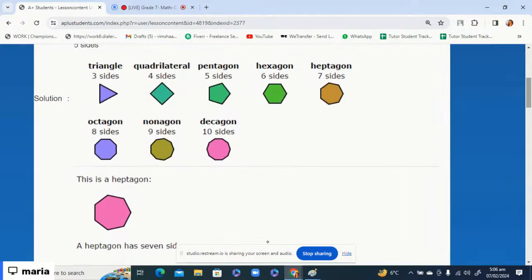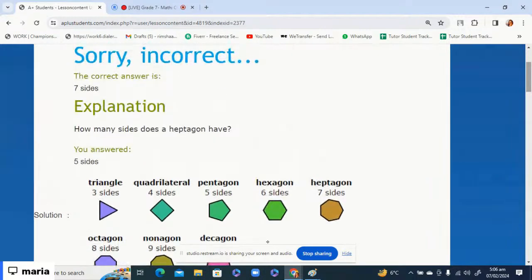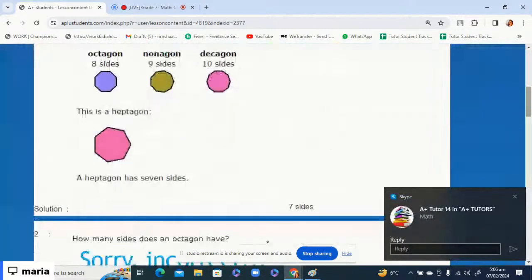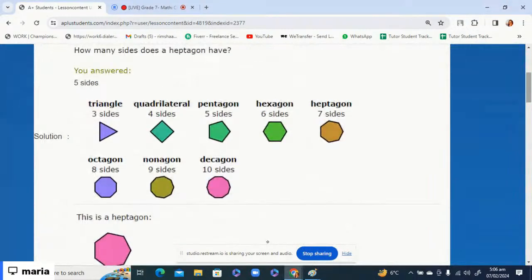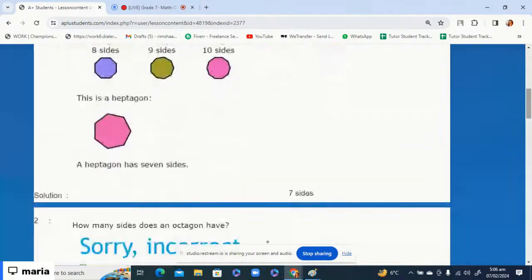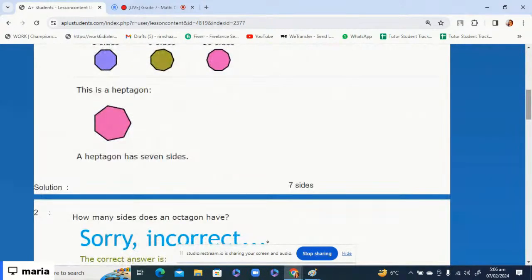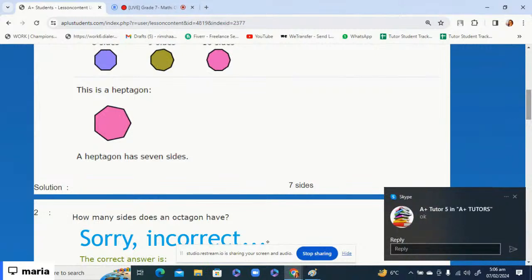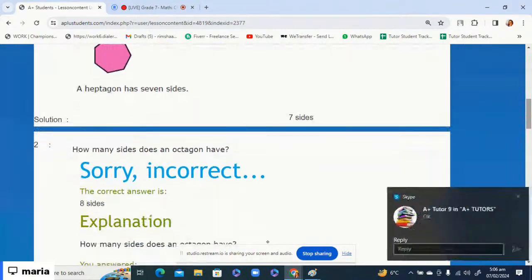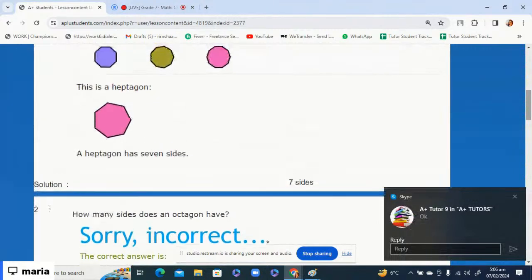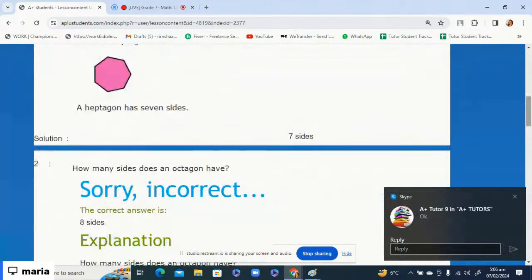Here is a question: how many sides does a heptagon have? Let's check it out. How many sides in it? Look at here. Where is the heptagon? This one. A heptagon has 7 sides. We draw it this way. This is your heptagon, which has 7 sides. So there are 7 sides for a heptagon.